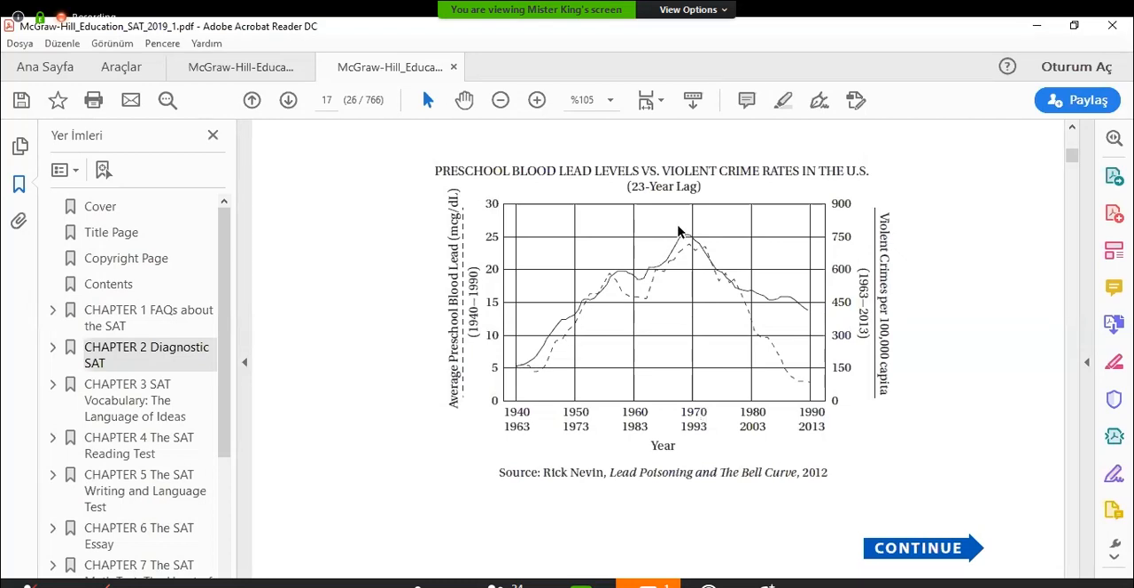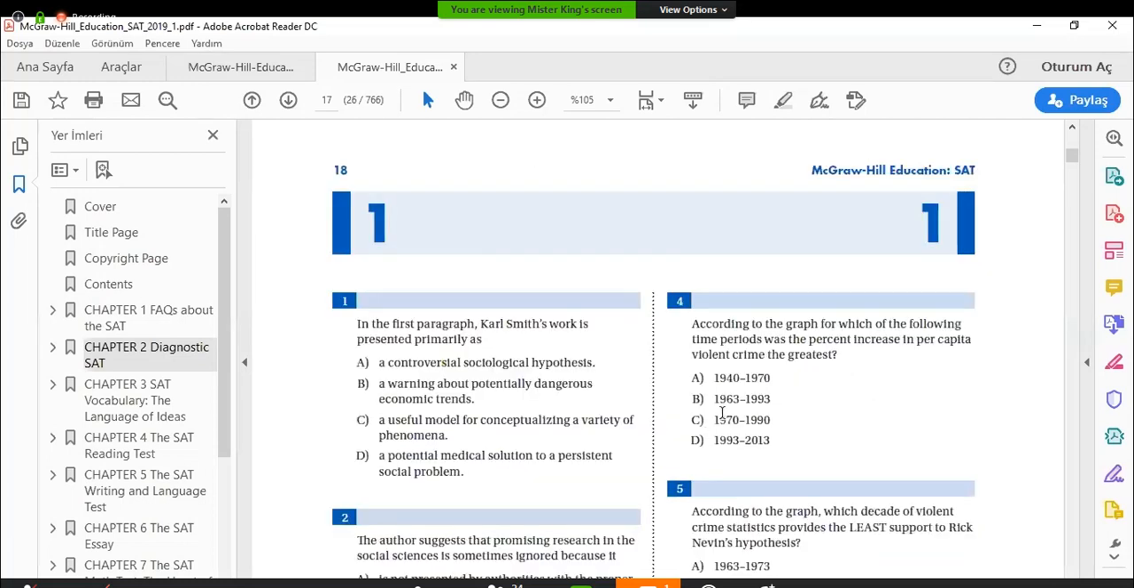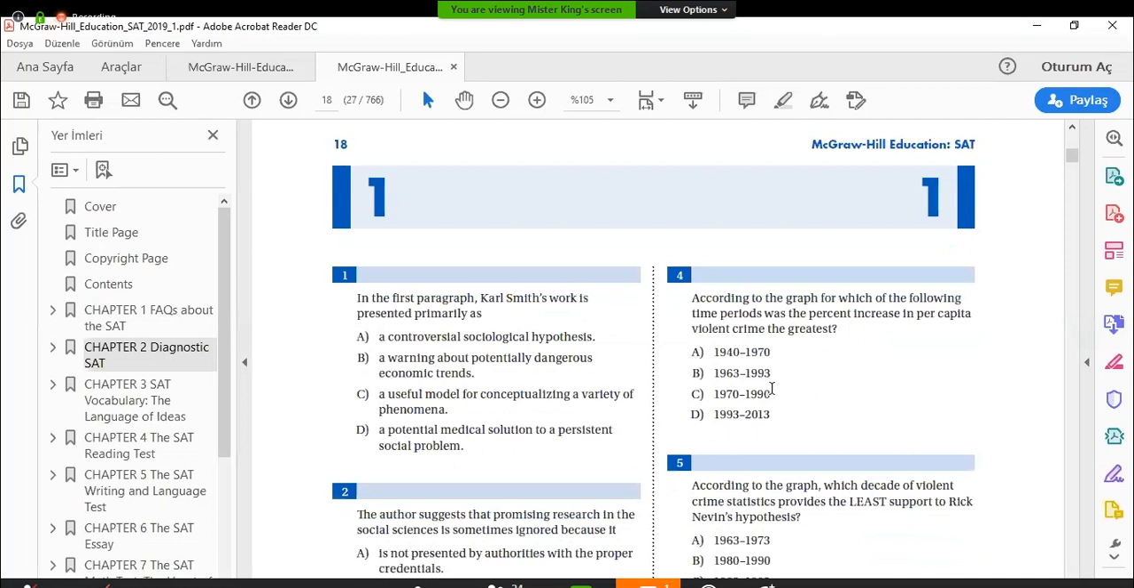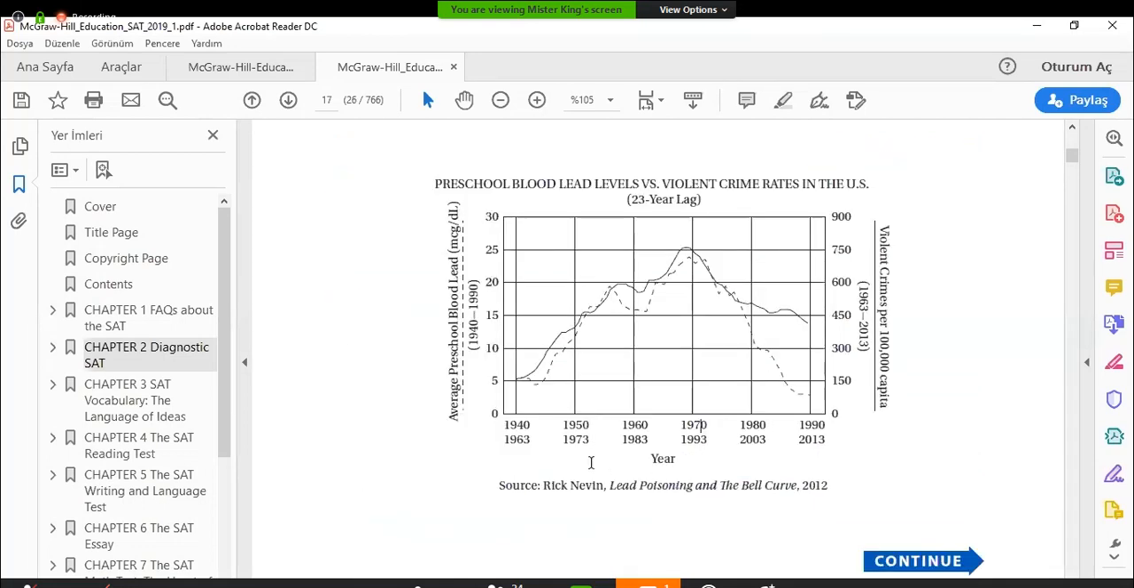Here it's asking for the greatest percent increase in per capita violent crime. So let's look at this one. This solid line shows us violent crime per 100,000 capita. So look at the dates. 1940, 1970.